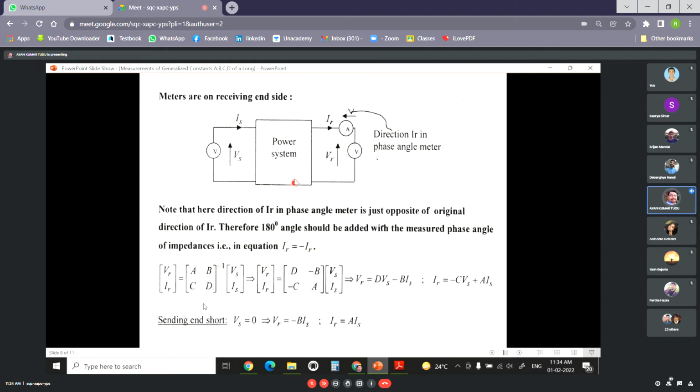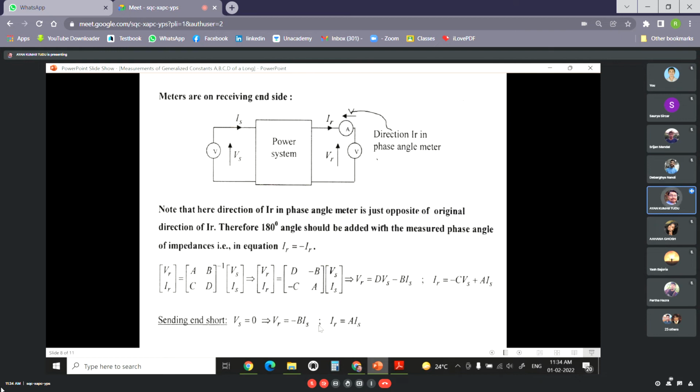So when the meters are on the receiving end side, how can we write the expression of our ABCD parameters? We can write [VR, IR] equal to ABCD inverse times [VS, IS]. From this expression, we can write VR equal to D VS minus B IS, and IR equal to minus C VS plus A IS. Okay, so this is the equation.